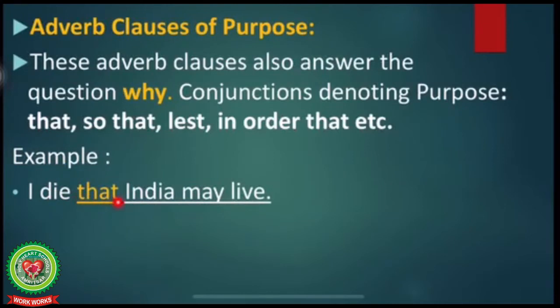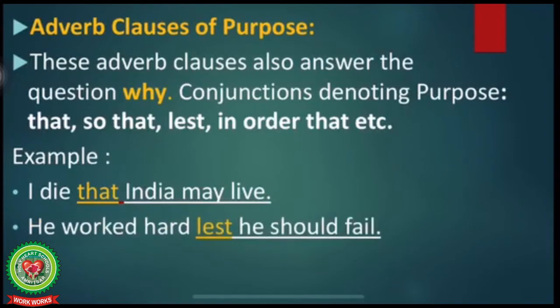I die that India may live. Here again, that is a subordinating conjunction. So that India may live is a subordinate clause. So here again, why do I die? The answer, that India may live, is the adverb clause of purpose. Basically the sentence is telling you that I am dying so that, right, India may live. It is actually giving us the purpose of dying here.